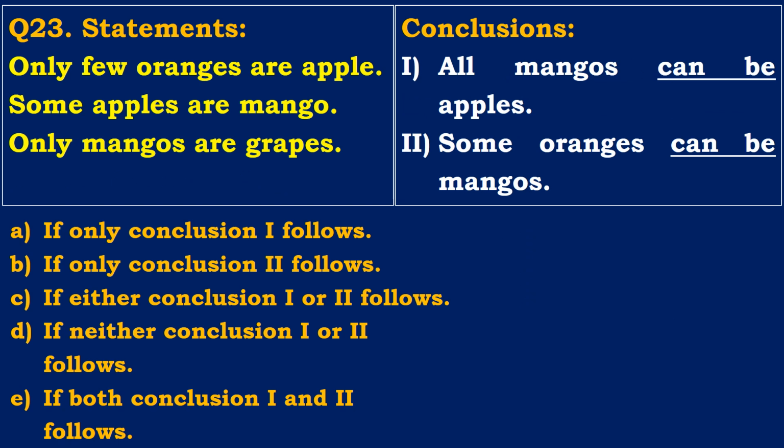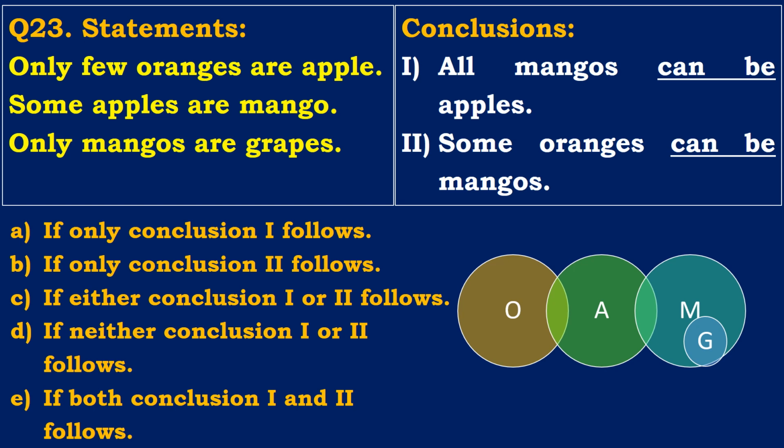Challenge 23. Only a few oranges are apples. Some apples are mango. Only mangoes are grapes. Conclusions: All mangoes can be apples. Some oranges can be mango. According to statement 3, it is clear that only mangoes are grapes. Hence, conclusion 1 is wrong.